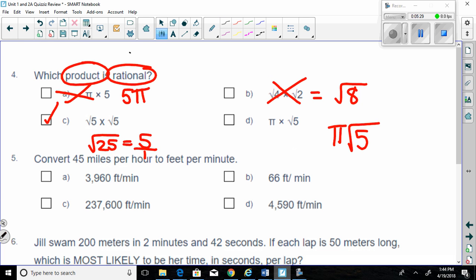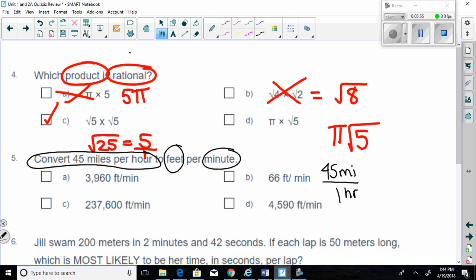All right, conversions. How many of us forgot about conversions? Me. All right, so the first thing we do is we got to start with what we know. So we know that we're starting with 45 miles per what? 1 hour. So 45 miles per 1 hour. So that's my setup. I want to get it in feet per minute. So I need to have my little conversion box. So how do I get 1 mile is how many feet? 5,280 feet. And then how do I get hours to minutes? What's 1 hour?